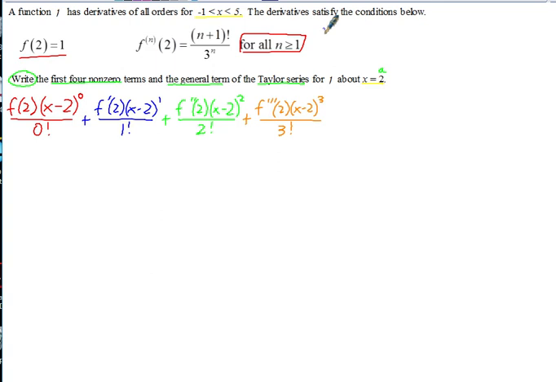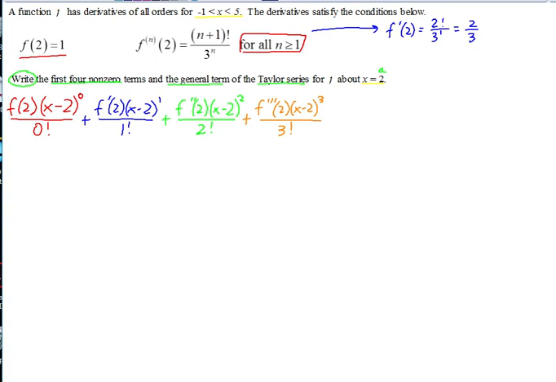So here's our formula. We're just going to use that to find f prime of 2. Well, n in this case is 1, right? It's the first derivative. That would be 1 plus 1, so 2 factorial divided by 3 to the n, which is 1, to the first. 2 factorial is just 2 times 1, which is 2, divided by 3 to the first, which is 3, so that gives you 2/3. So f prime of 2, which will go right here, is 2/3.